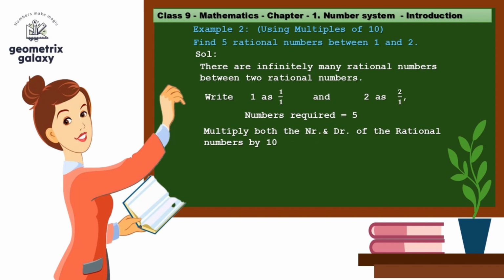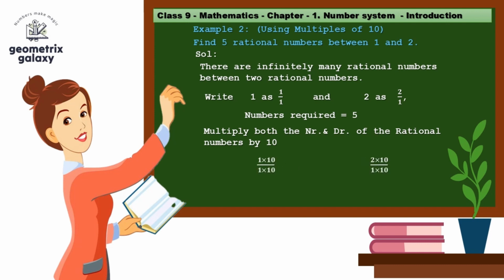If we need more than 10 numbers or if we need 100 numbers, then instead of 10, I will use 100 to multiply. If I need 1000 numbers, then I will go for 1000. All the numbers are multiples of 10. First 10. If I want more numbers, then I will go for 100 or 1000 or 1 lakh according to the need of the numbers. Here we need only 5.